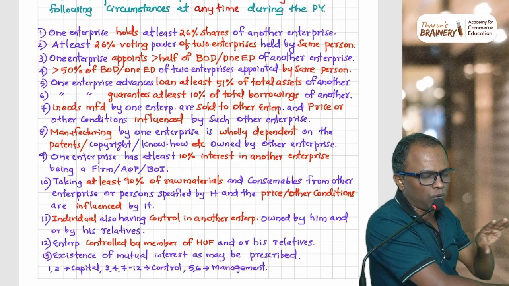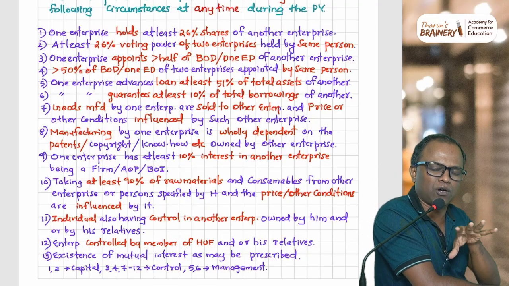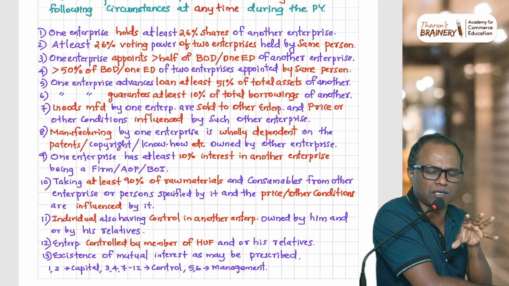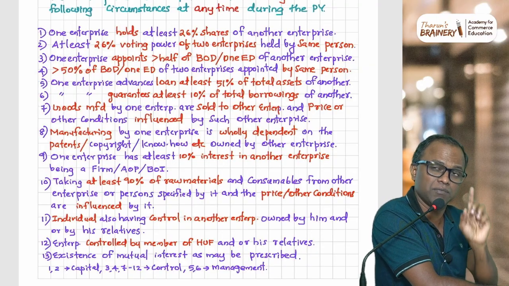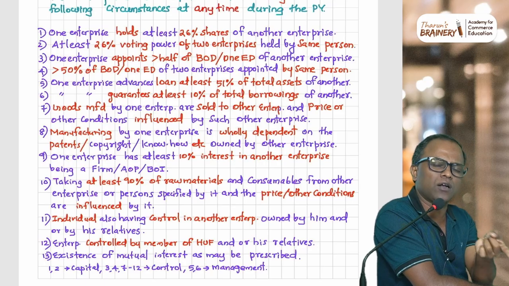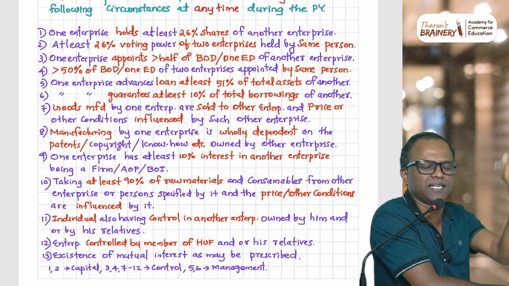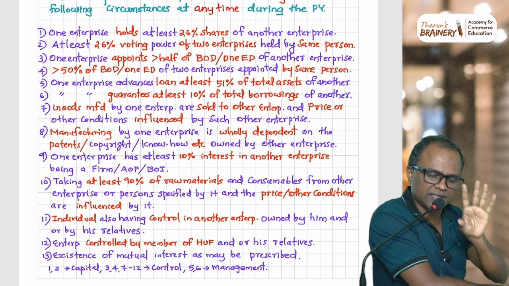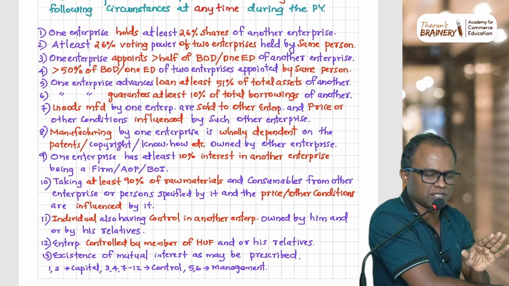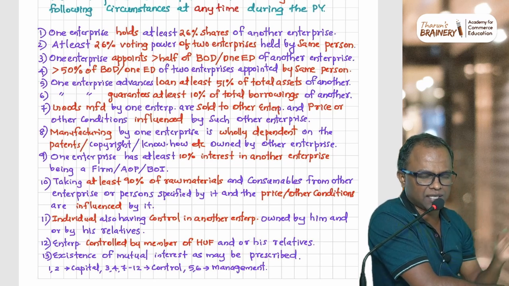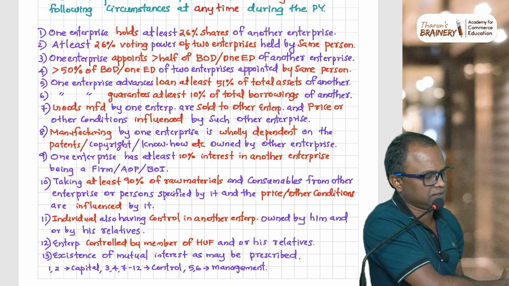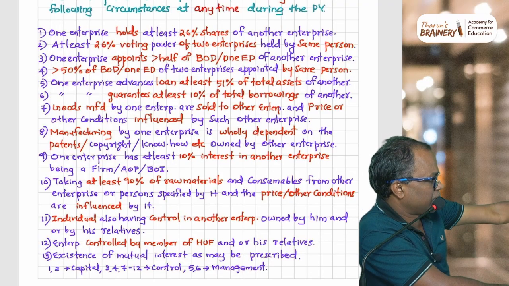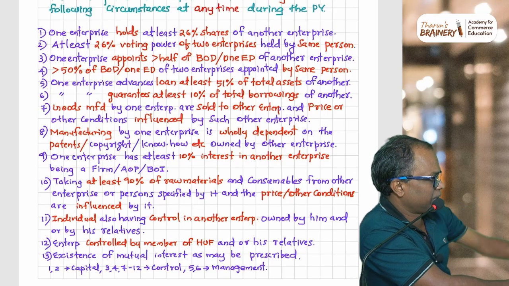And next, one entity is manufacturing, and out of their total raw material requirement, at least 90% of the total raw material requirement is purchased from another entity or a person directed by the other enterprise. Plus the price and other related conditions are also influenced by the other enterprise. Then we can say they are associated enterprises. So at least 90% of the total raw material requirement should be acquired from another enterprise.